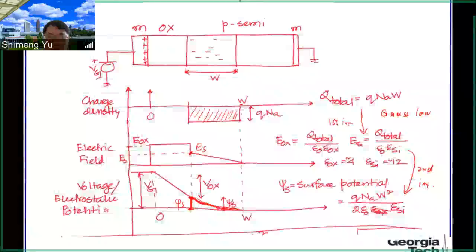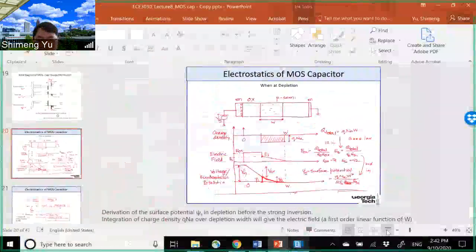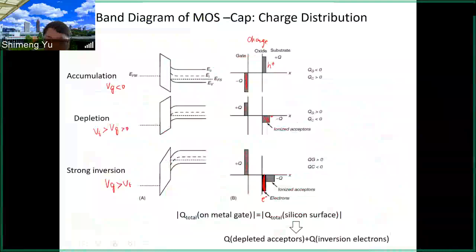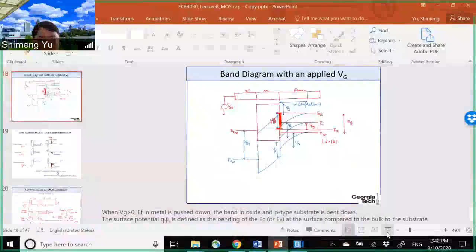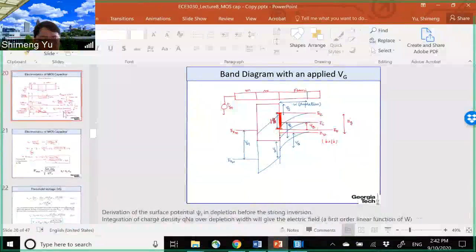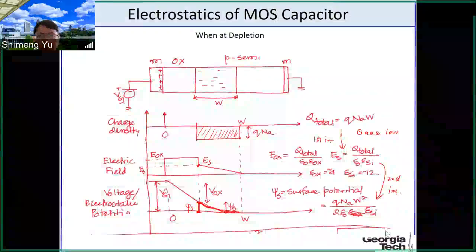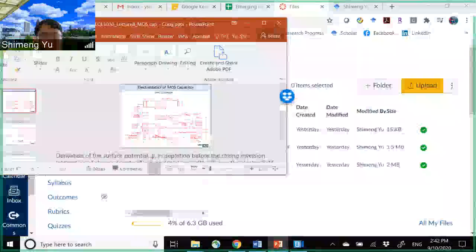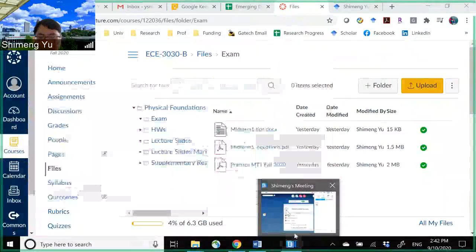Oops. So in other words, Vg, oops, and that. My pen doesn't work. Okay, let me close this. Wait one more time. Any questions here?